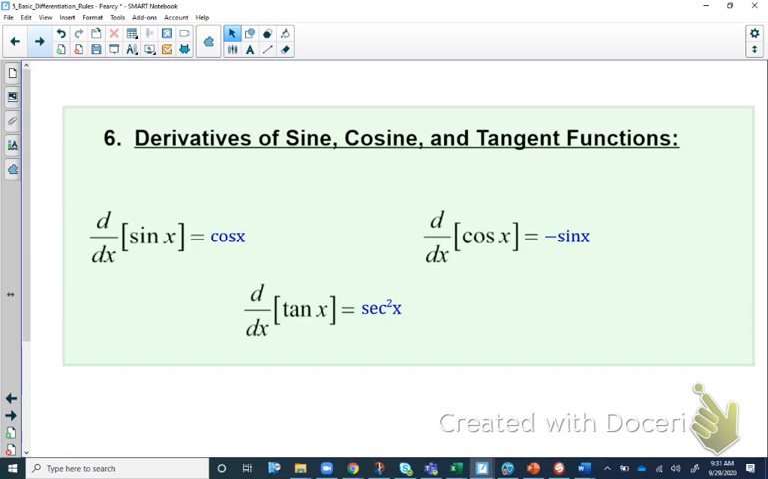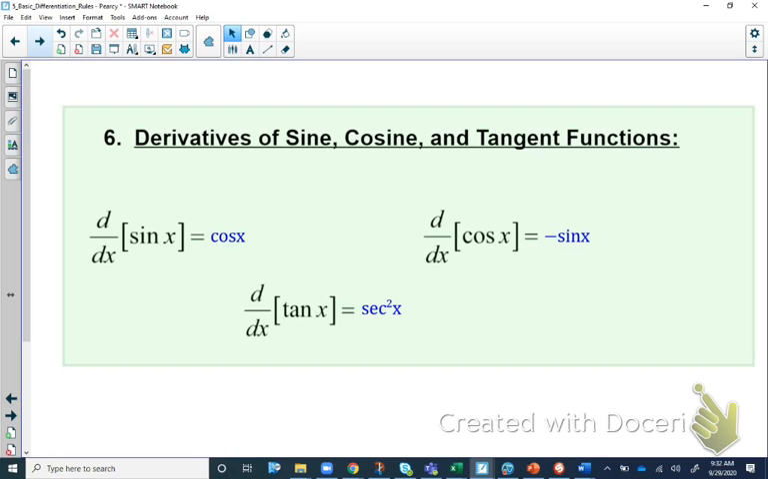So here, what we see are the three basic trig functions, sine, cosine, and tangent. These are ones you just need to memorize. What they're doing is they're just giving you the derivatives of sine, cosine, and tangent. So the derivative of sine is cosine, the derivative of cosine is negative sine, and the derivative of tangent is secant squared. Those are just going to be the basic trig things that you're going to have to memorize.